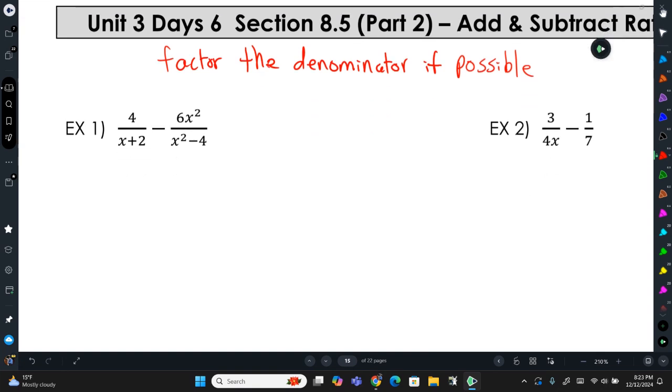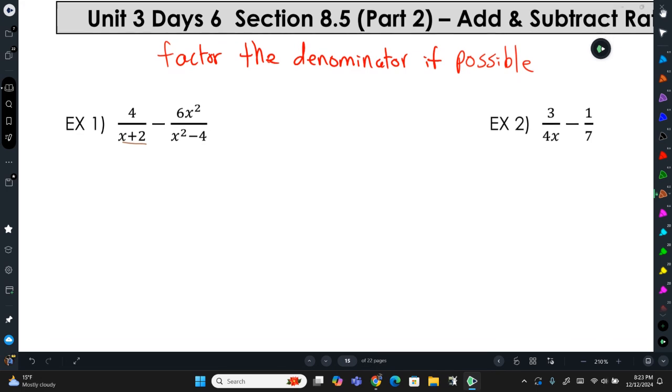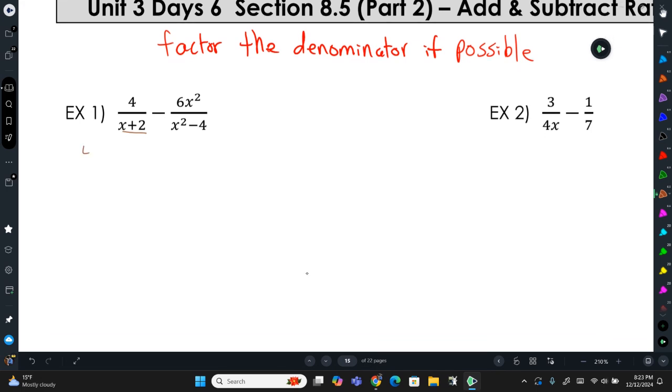All right, so we have x plus 2 as our denominator here. X squared minus 4 can be factored to x minus 2 times x plus 2. So 4 over x plus 2 minus 6x squared over x minus 2 times x plus 2. Now that first fraction is missing the x minus 2, so we're going to multiply the top and bottom by x minus 2.